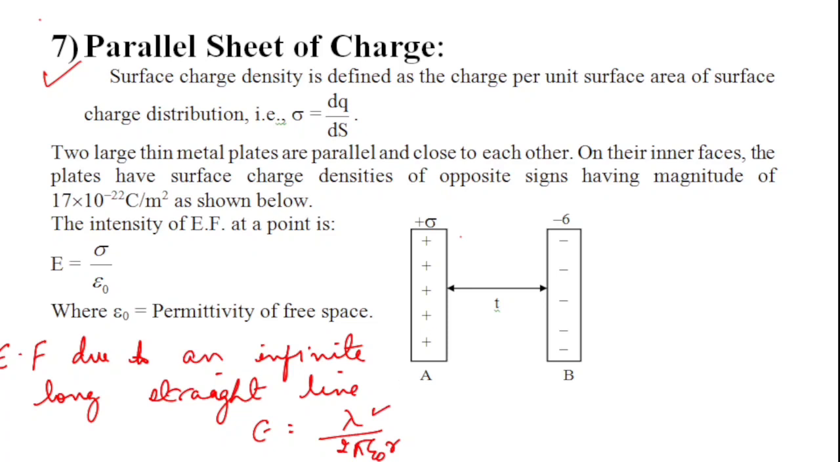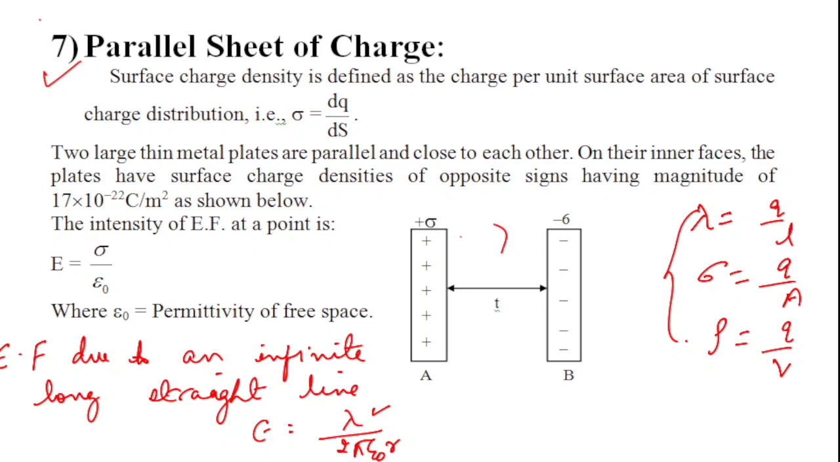In case of continuous distribution of charge, there are three types of charge distribution: linear charge, surface charge and volume charge. So this lambda is linear charge density, charge per unit length. This sigma is surface charge density, charge per unit area, and this rho is volume charge density, charge per unit volume. These are also used when you solve different applications of Gauss theorem.